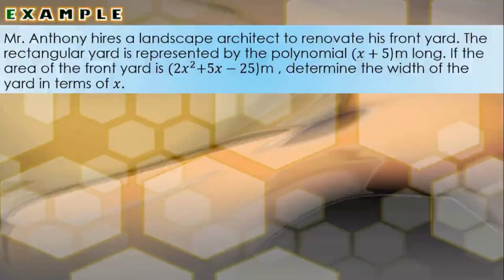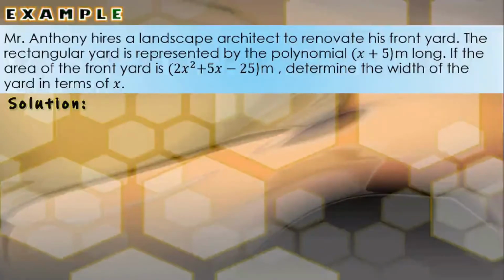First problem, Mr. Anthony hires a landscape architect to renovate his front yard. The rectangular yard is represented by the polynomial x plus 5 meters long. If the area of the front yard is 2x squared plus 5x minus 25 meter, determine the width of the yard in terms of x.